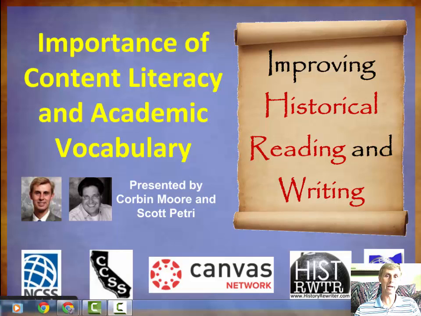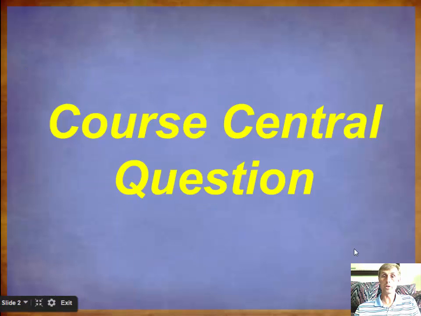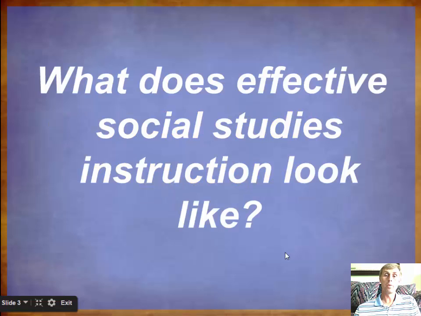In Module 1, we will focus on the continued importance of content literacy and academic vocabulary in history and social studies classrooms. One of the things we'd like for you to keep in mind and reflect upon as we make our way through the modules is the course central question, which is simply, what does effective social studies instruction look like? Hopefully the lessons and activities in the MOOC will help you expand your knowledge of what is possible and help you define what effective social studies instruction looks like for your class.